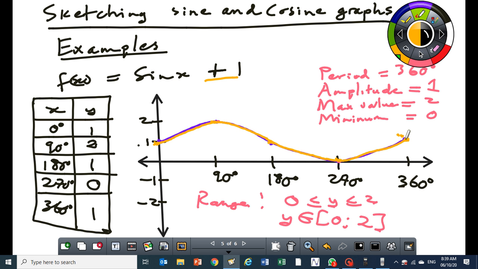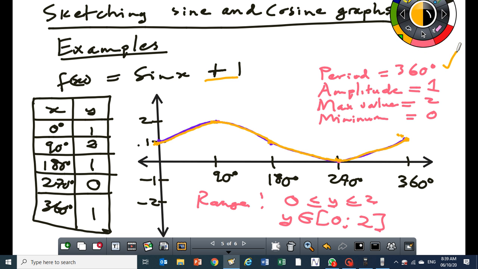Now let's write down 5 important things there about the graph. The first thing, the period is 360. So if you get any question in this grade asking for the period of any sine graph, your answer is 360 degrees. You don't have to stress. The period will only change in grade 11 and 12. For now, it's 360. Your amplitude, you can get it by looking at the equation. The coefficient of sine x is not written, meaning it's equal to 1. So your amplitude is 1.